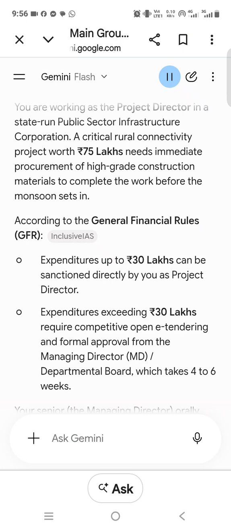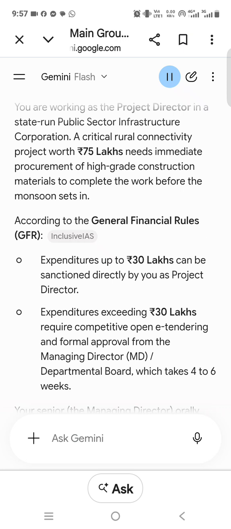You are working as the project director in a state-run public sector infrastructure corporation. A critical rural connectivity project worth 75 lakh rupees needs immediate procurement of high-grade construction materials to complete the work before the monsoon sets in. According to the General Financial Rules, GFR, expenditures up to 30 lakh rupees can be sanctioned directly by you as project director. Expenditures exceeding 30 lakh rupees require competitive open e-tendering and formal approval from the Managing Director, MD, and Departmental Board, which takes 4 to 6 weeks.